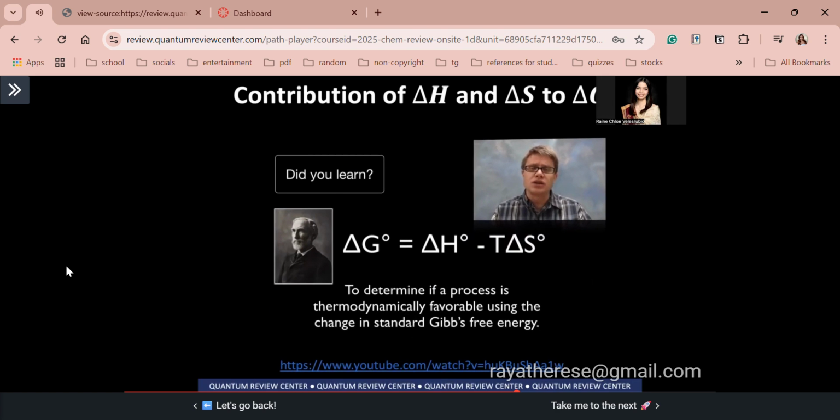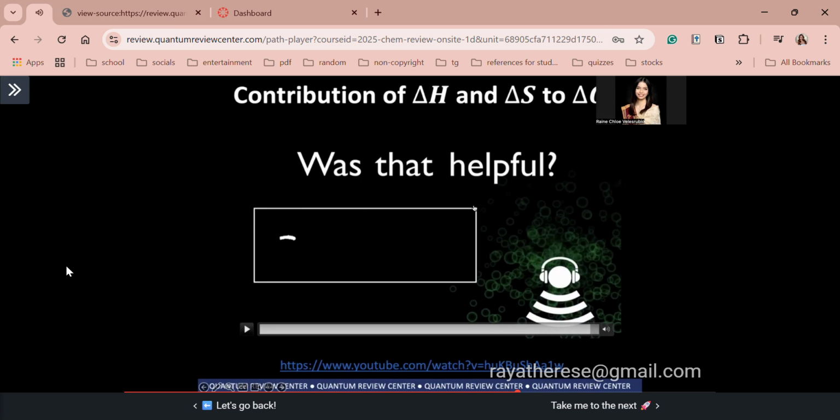And so again, Gibbs free energy and that equation is really powerful because it tells us exactly what's going to happen in that process. If it's less than 0, it's going to be spontaneous. If it's greater than 0, it's going to be non-spontaneous. If it's equal to 0, we're at equilibrium, and I hope that was helpful. Okay, guys. So that sums up how delta H and delta S determine the spontaneity of a reaction.